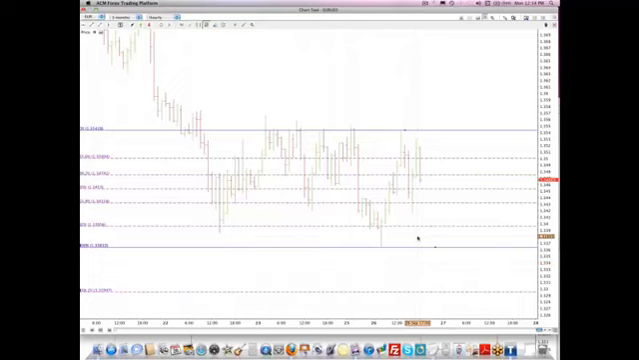These should be support levels for this move. Now, you see how we spiked through the 618, came back up, and we're messing around, and we're powering back down through. So these are the levels that you'd want to be looking at. Now, what does this do for you? And why would you need this? Well, obviously, this gives you ideas.